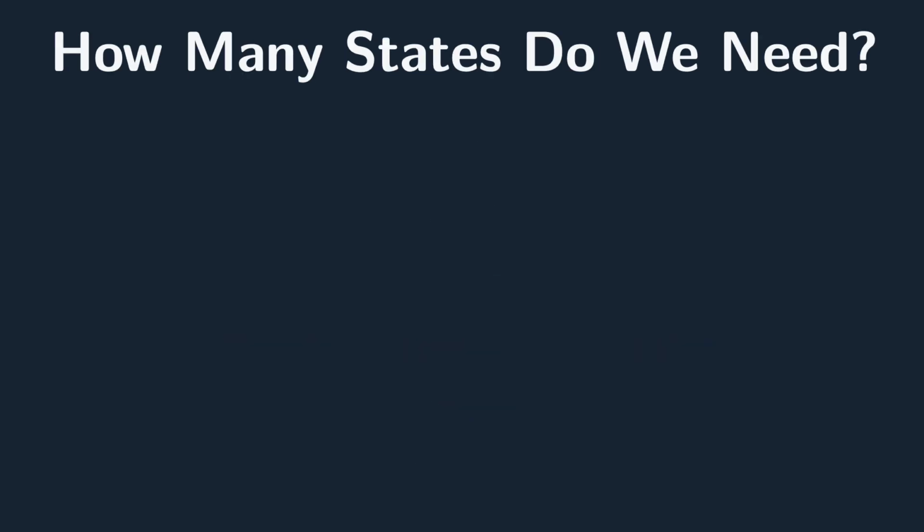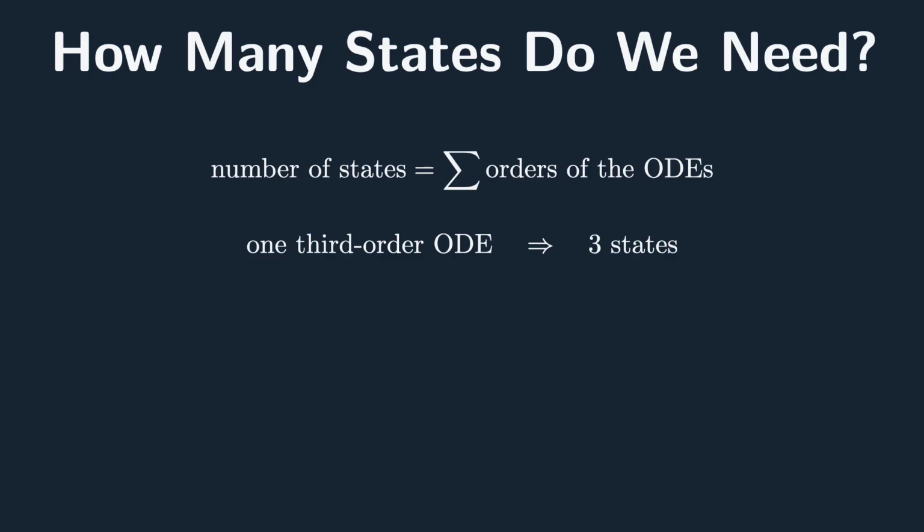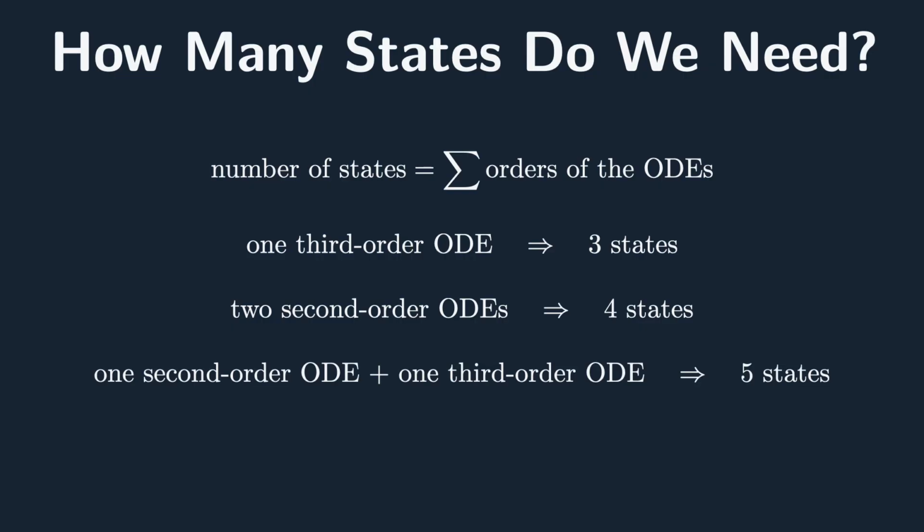A useful rule is that the number of states equals the total order of the ODEs. For example, if we have one third-order ODE, then we need 3 state variables. If we have 2 second-order ODEs, then the total order is 2 plus 2, so we need 4 state variables. If we have 1 second-order ODE and 1 third-order ODE, then the total order is 2 plus 3, so we need 5 state variables. The reason is that state space form rewrites the dynamics as first-order equations. Higher-order derivatives are handled by introducing state variables, so that the final model contains only first-order ODEs.